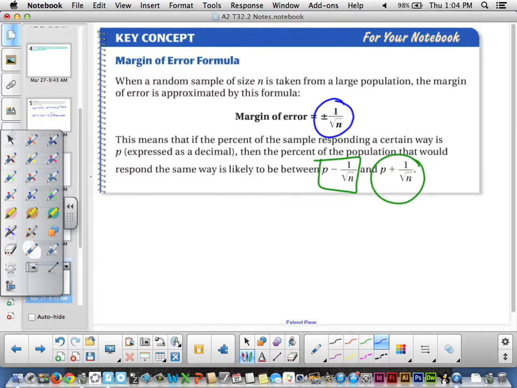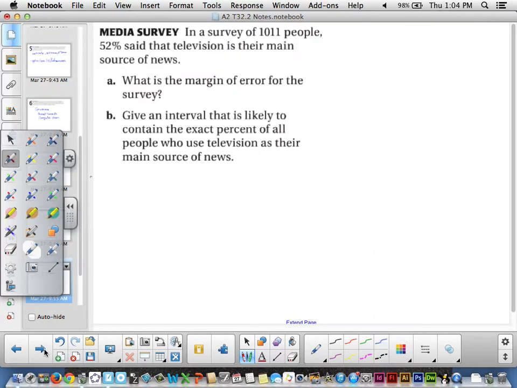So let's look at an example. In a survey of 1,011 people, 52% said that television is their main source of news. What is the margin of error? Well, our margin of error is plus or minus 1 over the square root of the number of people sampled. So it's plus or minus 1 over the square root of 1,011.